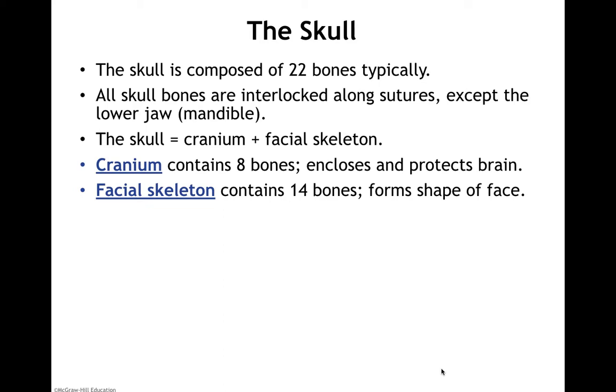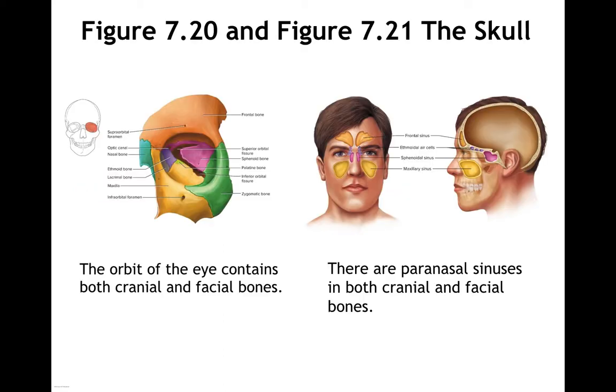The skull is the cranium and the facial skeleton. The cranium has 8 bones and encloses and protects the brain, while the facial skeleton has 14 bones that form the shape of the face. So the orbit contains both cranial and facial bones. That's where your eye is. There are paranasal sinuses in both cranial and facial bones. Those are spaces that lighten the weight of the skull.